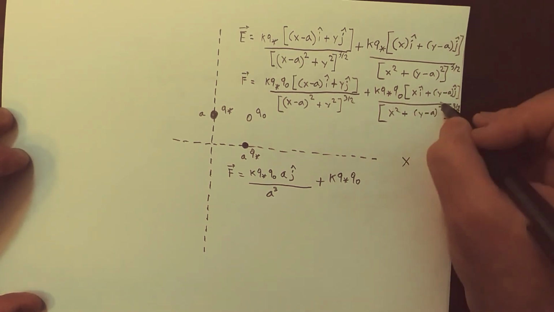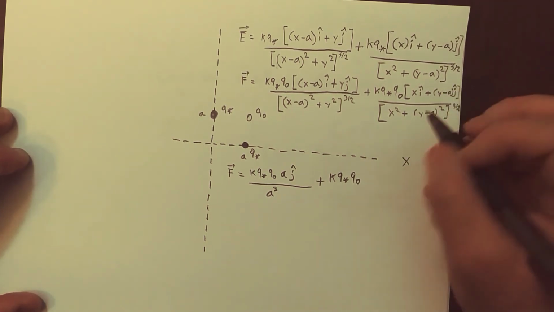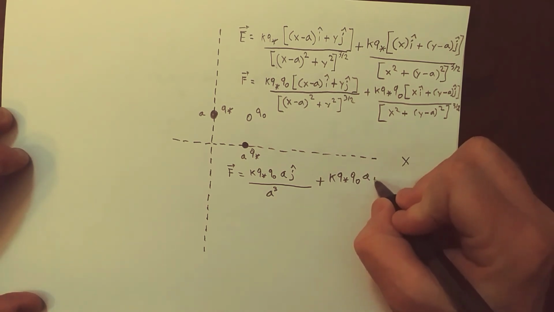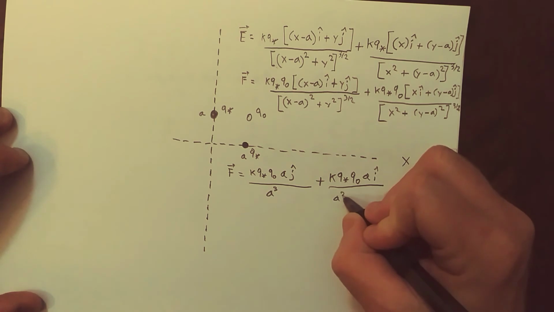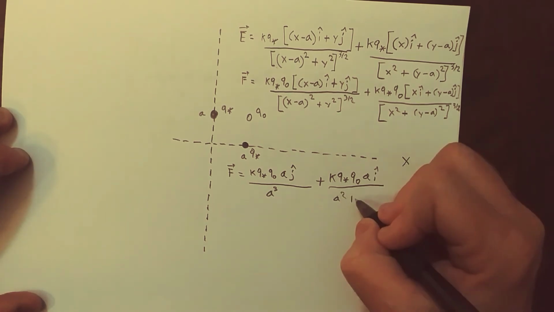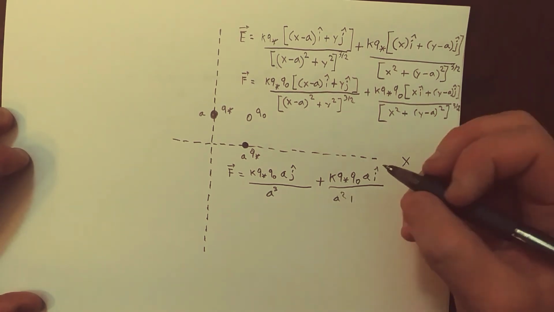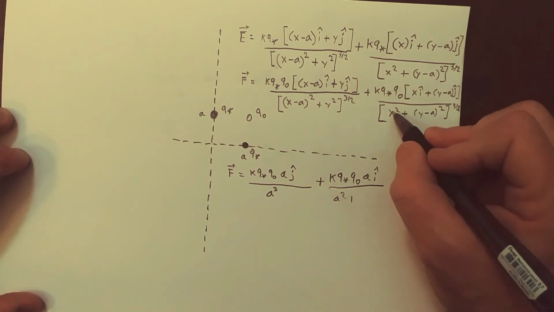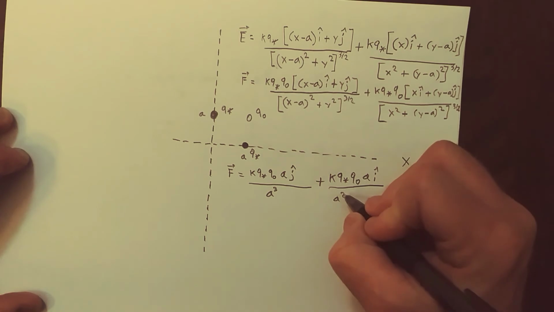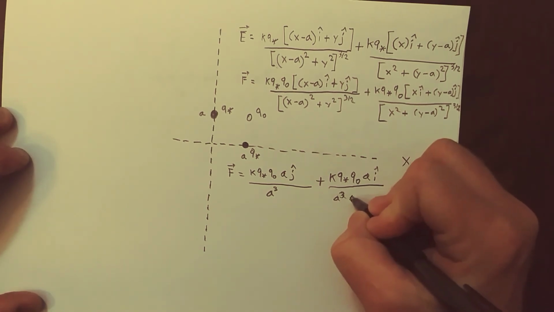x is equal to a, and y is equal to a, so this term disappears. So we just get a i hat here over a squared plus 0 to the 3 halves. So we get an a squared cubed, just like we get over there. So let's just get rid of this.